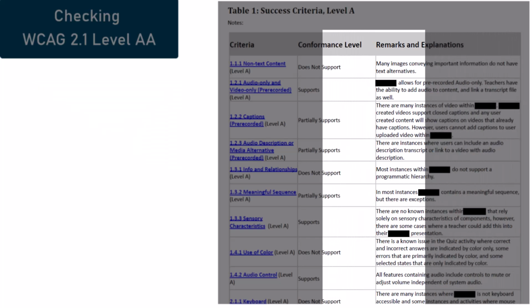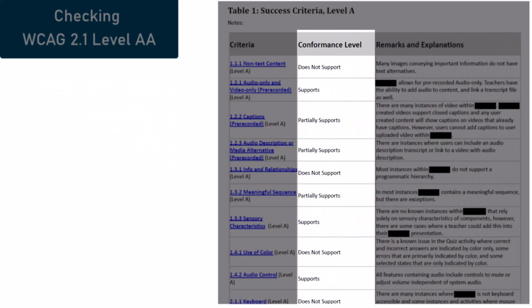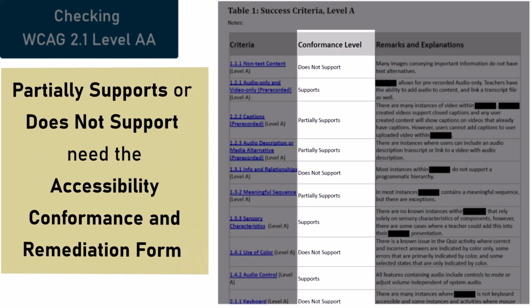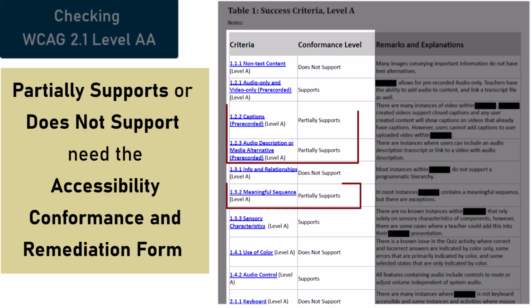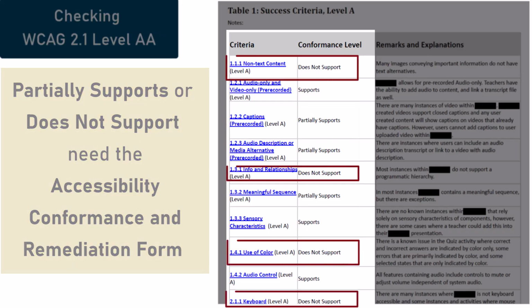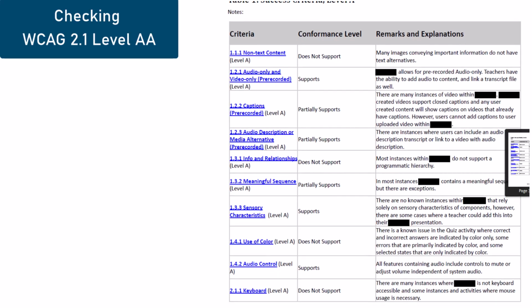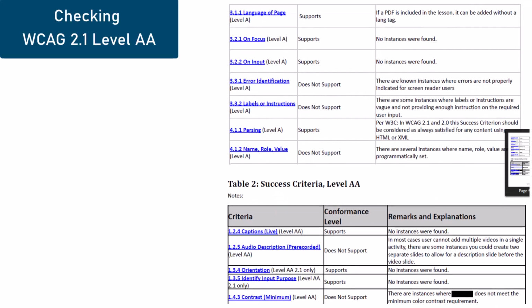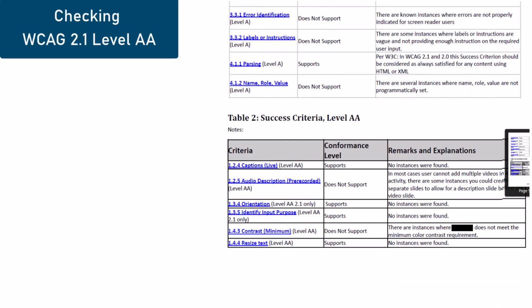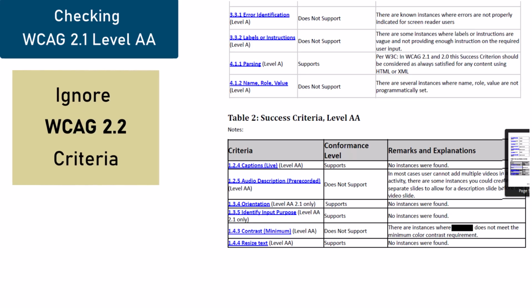Next, look at the conformance level column. If any say partially supports or does not support, the Accessibility Conformance and Remediation form needs to be completed, addressing each of the criteria that say partially supports or does not support. You must check all tables covering WCAG Level A and Level AA. Some tables will include WCAG 2.2 criteria, but they will clearly state that they are 2.2. You can ignore these entries.